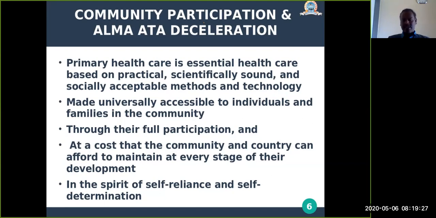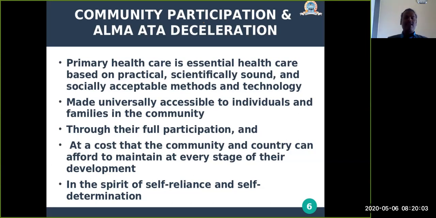Primary healthcare is an essential healthcare based on practical, scientifically sound, and socially acceptable methods and technology. The Alma-Ata declaration recognizes the importance of primary healthcare, because primary healthcare is essential to any healthcare mechanism. So primary healthcare is accepted because of the above mentioned components.